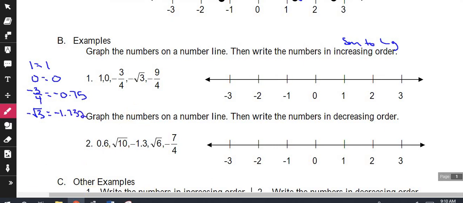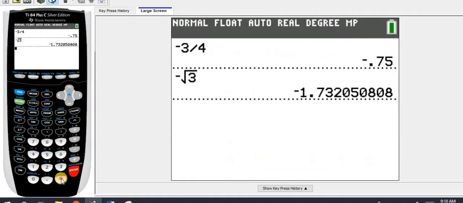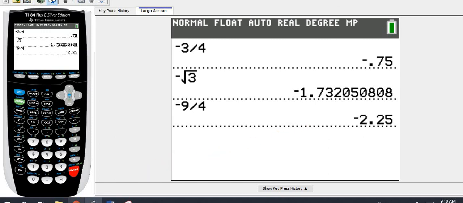And then we've got our negative 9/4. So negative 9 divided by 4 will give us negative 2.25.